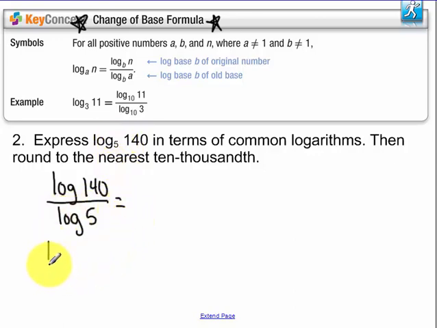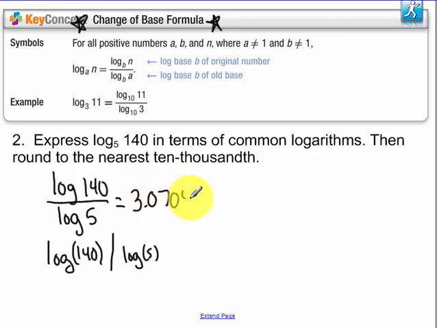Now type this in your calculator. Make sure when you type this in your calculator, you're closing out the parentheses. Some calculators will put in a parenthesis for 140. Close out that parenthesis, and then make sure you also close out that parenthesis. When I did this, I got 3.0704.